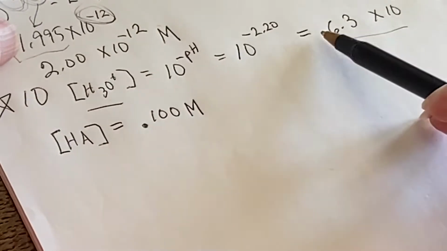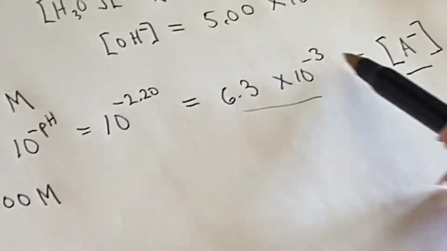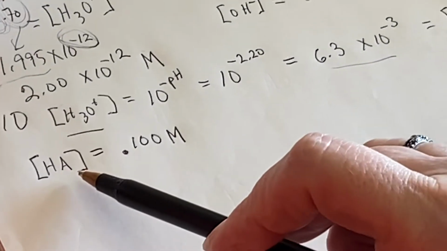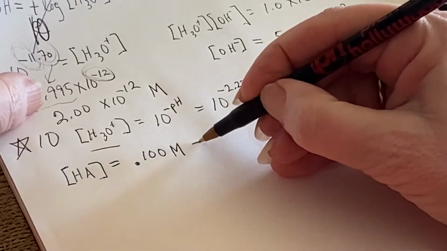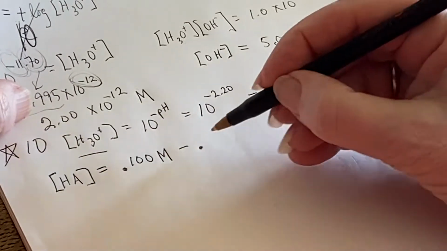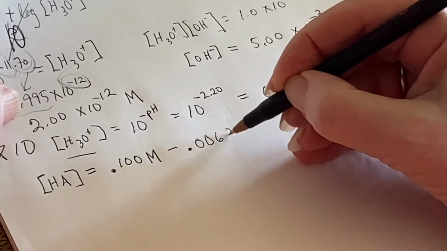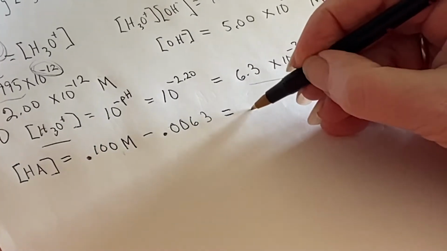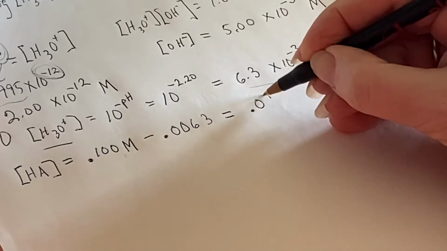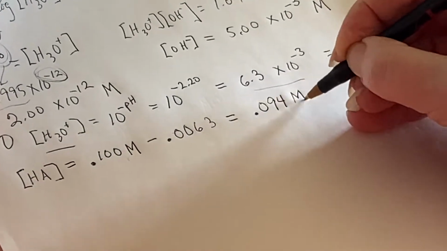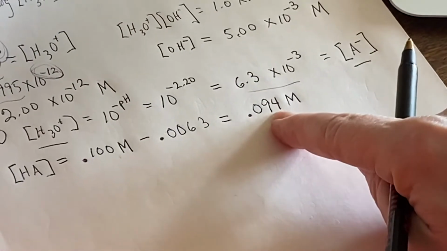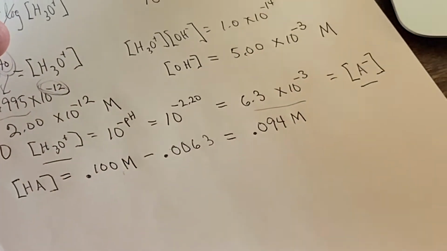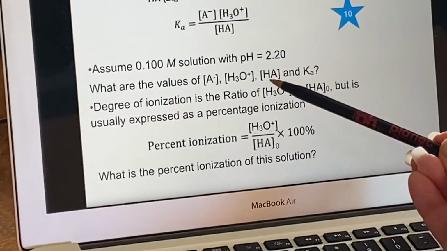However, we just came up with this, right? This is the amount that was created. So some of this has fallen apart. How much? Well, that much. So I'm going to have to subtract 0.0063. Well, you can see with the sig fig thing here going on, that we're going to have to just round that back and say that it's 0.094 molar. So you can see some of it fell apart, but not very much. So I have found this, I have found this, I have found this, and now I need Ka.